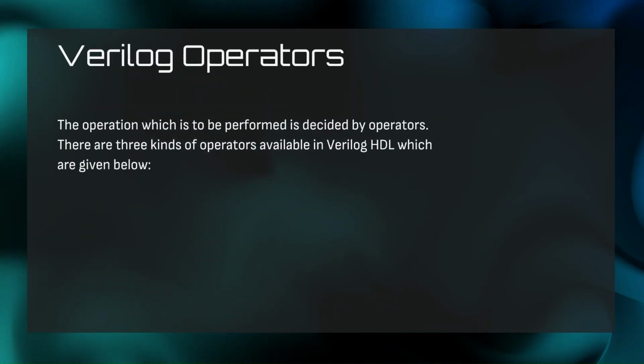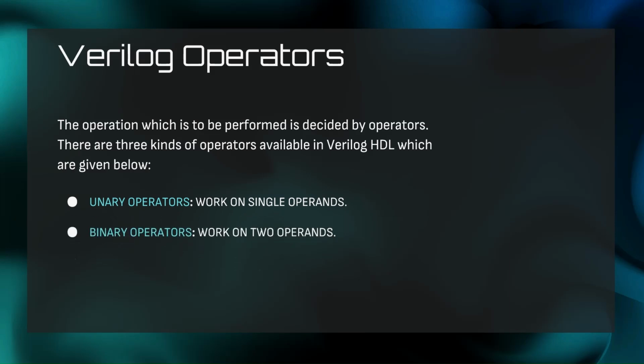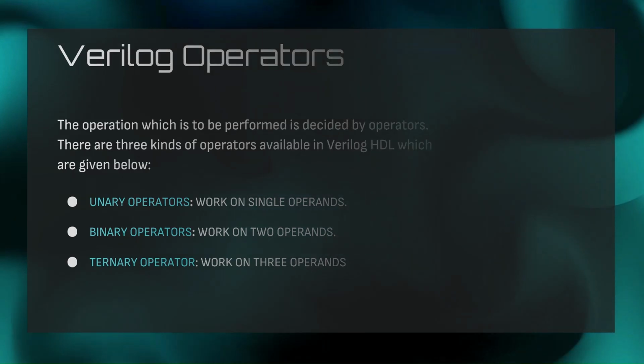Operators are crucial as they determine the type of operation that is to be performed in your code. Verilog HDL provides 3 kinds of operators, each serving a different purpose based on the number of operands they work with. These operators are unary operators, which work with a single operand, binary operators, which work with 2 operands, and ternary operators, which work with 3 operands.